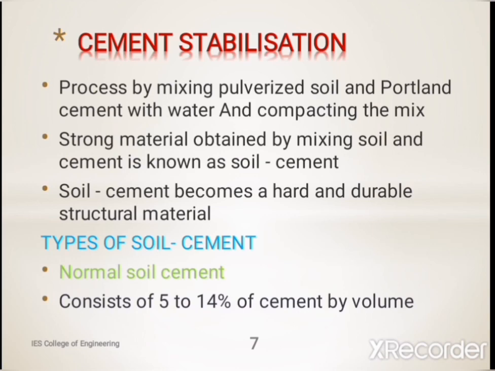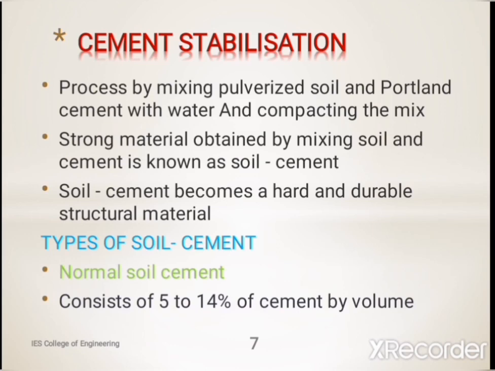That pulverized soil and Portland cement are mixed together with water and compacted to attain a strong material. The material obtained by mixing soil and cement is known as soil cement. Soil cement becomes a hard and durable structural material. Then next is types of soil cement. Mainly there are three types of soil cement. They are normal soil cement, plastic soil cement and cement modified soil.